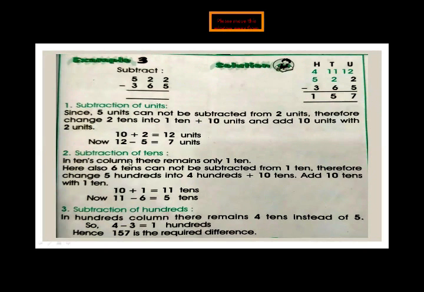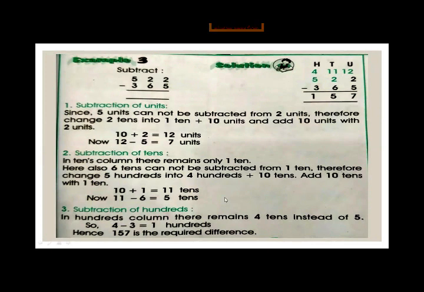Subtraction of tens. In the tens column there remains only one ten because this 2 gave a borrow to the units. So here what is left? Only 1. Okay. Here also 6 tens cannot be subtracted from 1 ten because 6 is greater than 1. So what you do here, you borrow from the hundreds. When 5 gives a borrow to this 1, it will become 11 and the 5 will become 4. 11 minus 6, 5 tens.